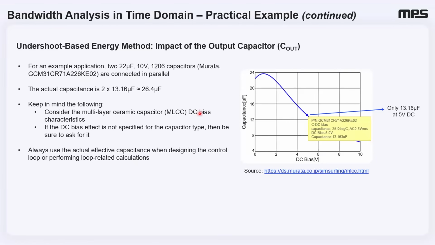This leads us to a very important point, the impact of the output capacitors. In our example, we are using two 22 microfarad 10 volts 1206 Murata caps that are connected in parallel. However, the actual capacitance significantly derates with DC bias rating. Looking at the Murata's graph, a 22 microfarad capacitor at 5 volts DC bias only provides roughly 13 microfarad of effective capacitance. This is a critical factor that is often overlooked when dealing with control loop designs.